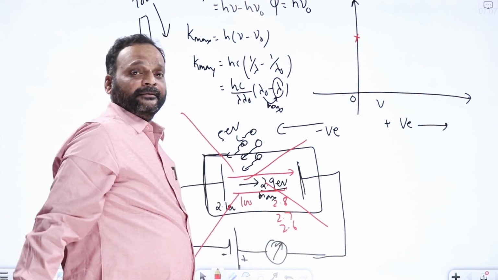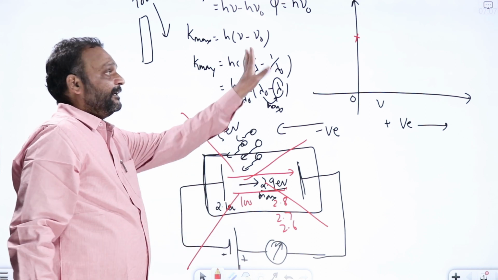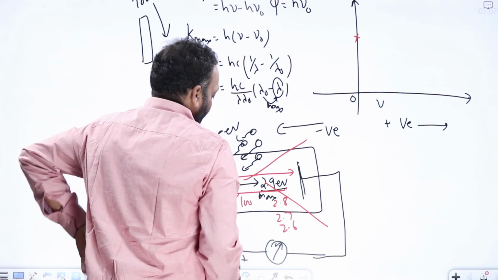They constitute some current. Okay, right? Even when the potential difference in the photocell is 0, photoelectric current will not be 0. Remember.